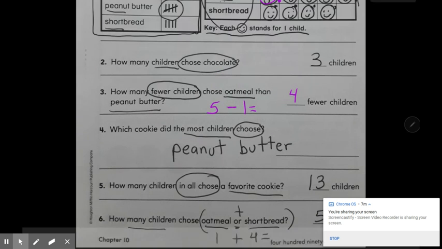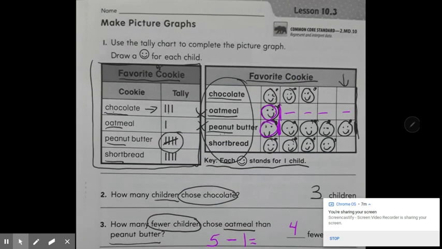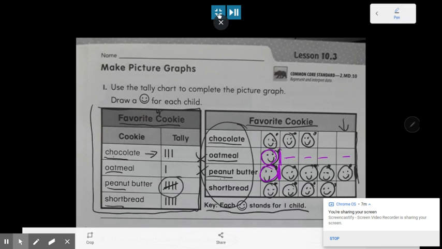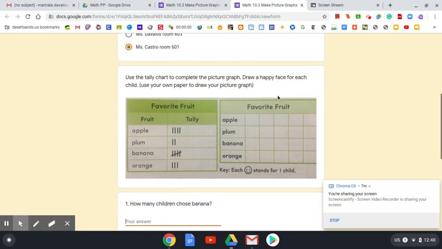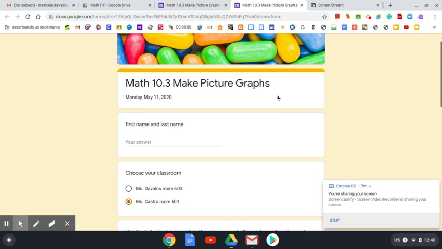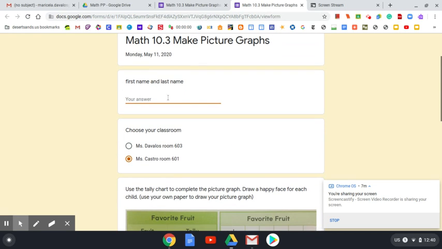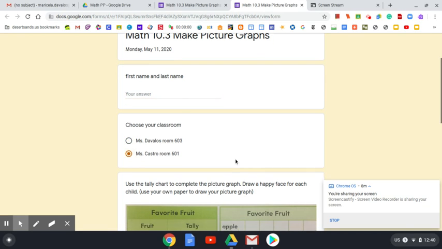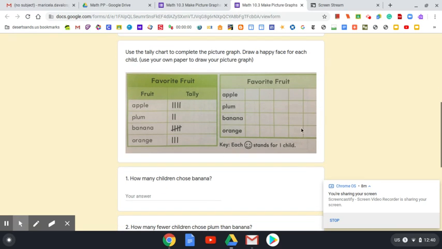Now, you do not have a book, but I am going to send you a Google form that is going to look just like this. Please click on the link. It's going to be right below the video for the lesson. And you have to write your name. Otherwise, if you don't put your name or the teacher, it will not let you click to the next part. So once you click, you write your first name and your last name, and then you click which teacher you're with, then it's going to give you your tally chart and your picture graph.